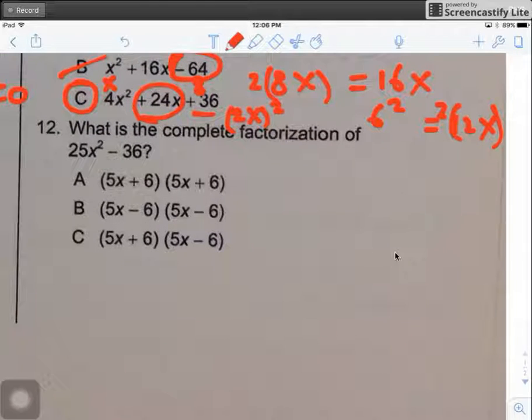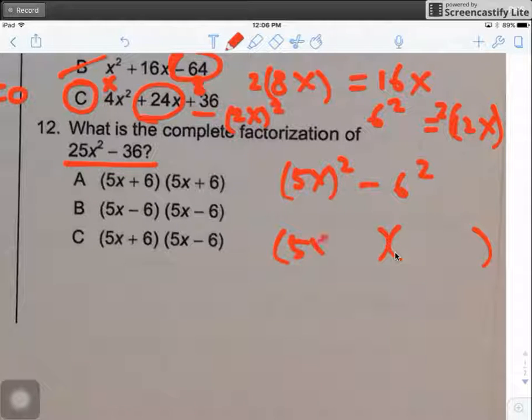And number 12, what is the complete factorization? Looks like this is 2 terms with a minus sign. So let's check to see if this is a difference of squares. 25x squared is actually 5x squared. And then 36 is actually 6 squared. So in fact, this is a difference of squares, and you can factor that into 5x plus 6 and 5x minus 6. And that is the end of side 1 for number 1 through 12.